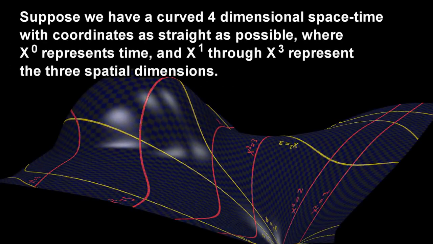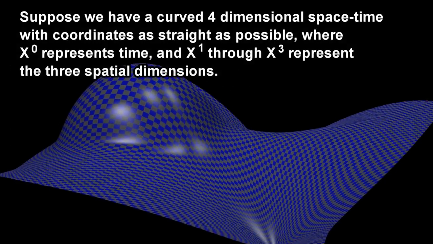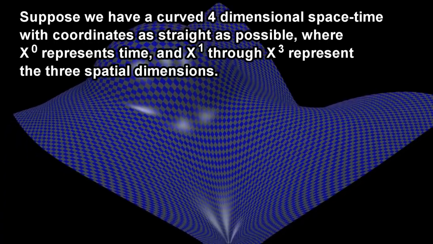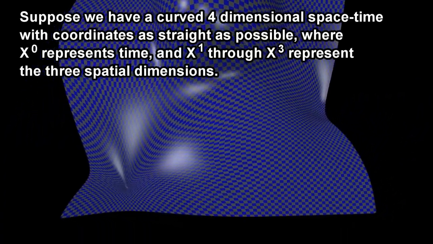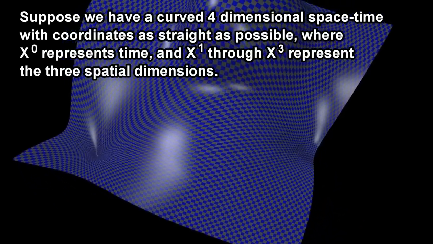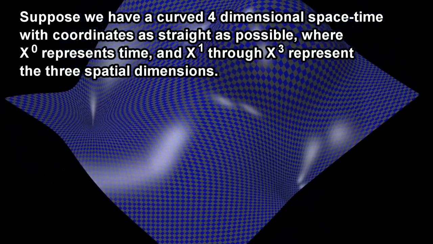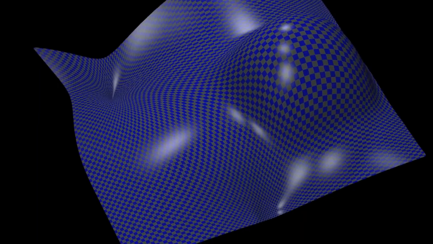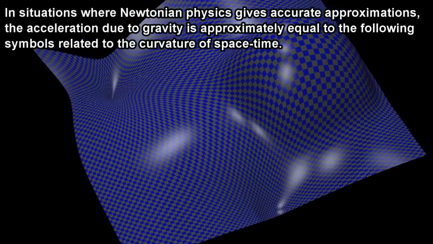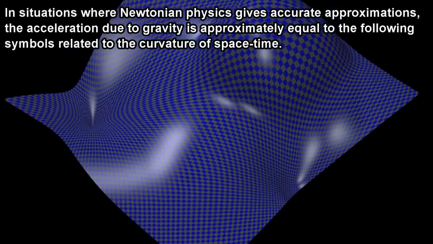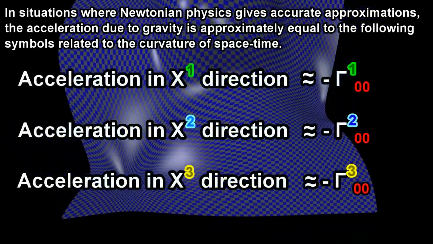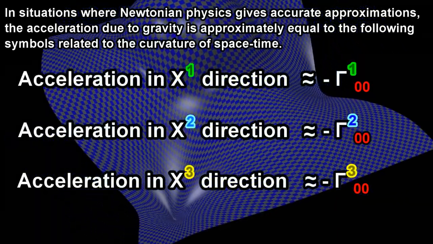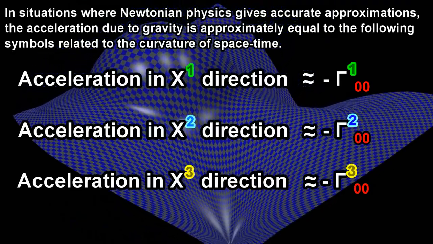Suppose we have a curved four-dimensional space-time with coordinates as straight as possible, where x0 represents time, and x1 through x3 represent the three spatial dimensions. In situations where Newtonian physics gives accurate approximations, the acceleration due to gravity is approximately equal to the following symbols related to the curvature of space-time.